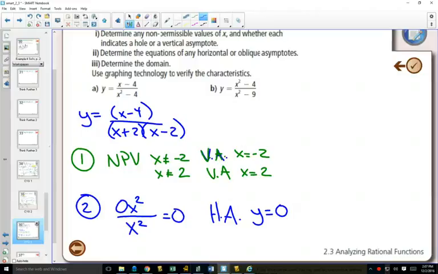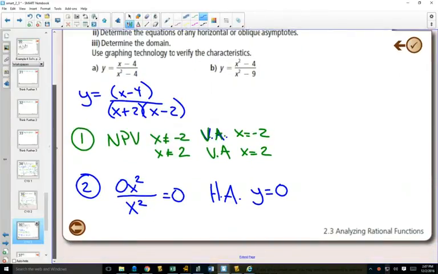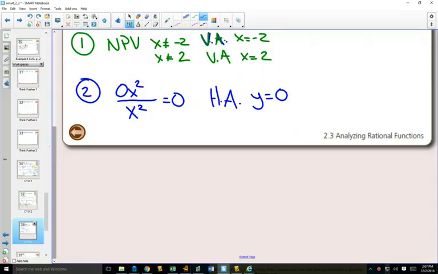So we got y equals 0 as our horizontal asymptote. No oblique asymptotes. So now it says verify with graphing technology. We're going to graph this just to get more practice graphing them.